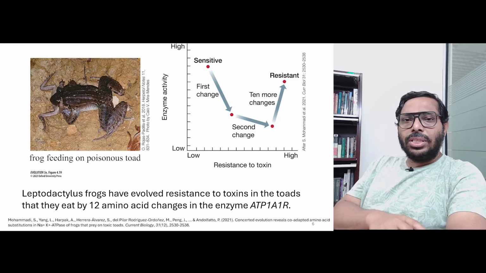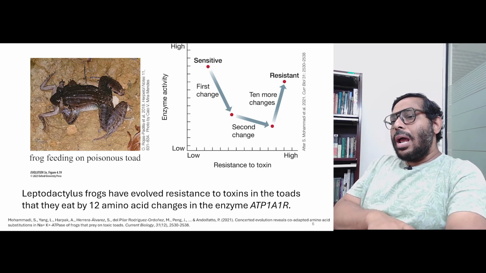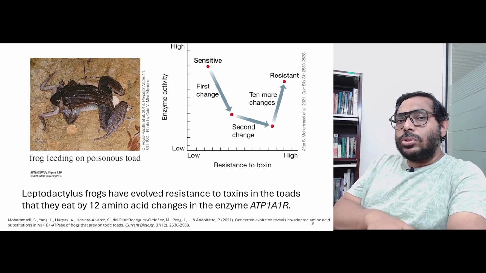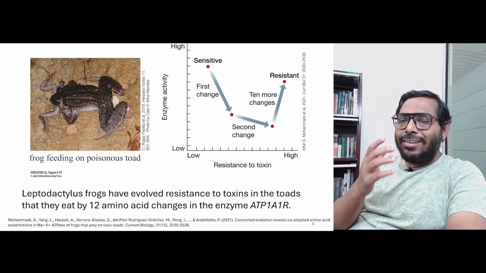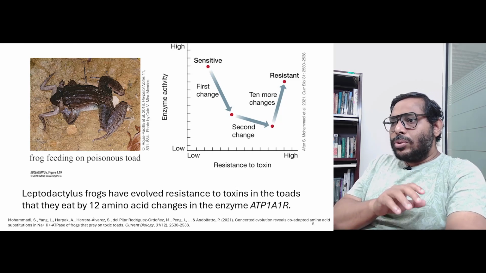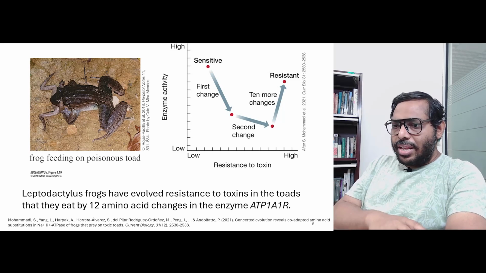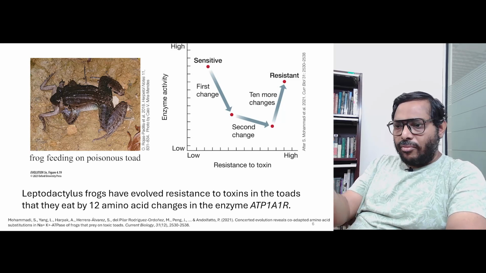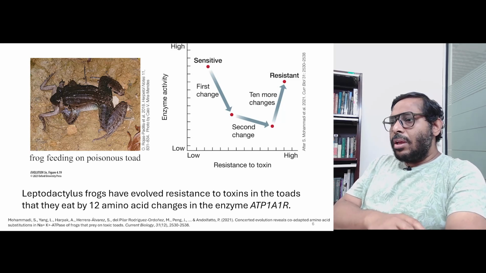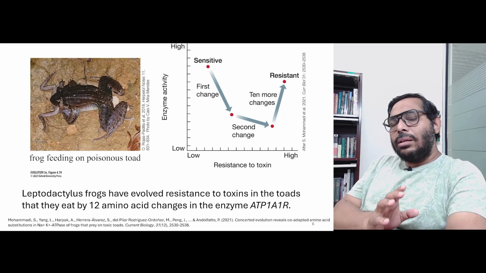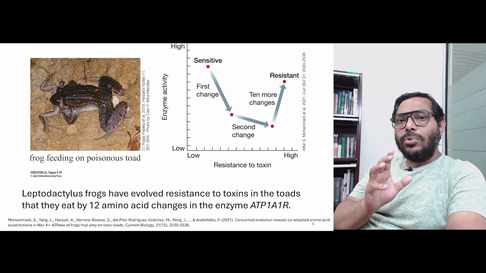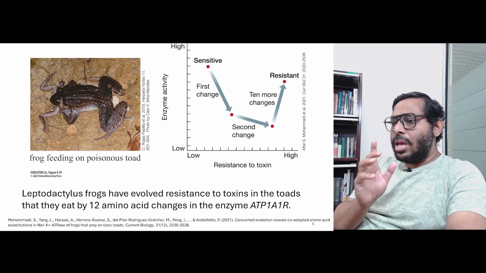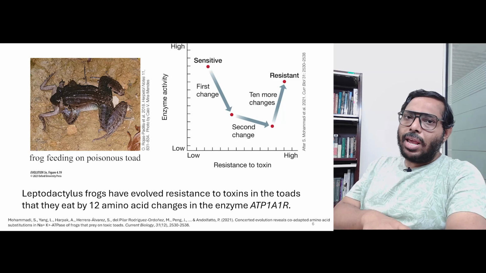This is the genus called Leptodactylus, and because these frogs eat poisonous toads, obviously they need some way by which they can resist that poison. This is a very interesting study by Mohammadi et al. I have given you the entire reference. It turns out that these frogs have developed not one but 12 different amino acid changes or mutations in a gene called ATP1A1.